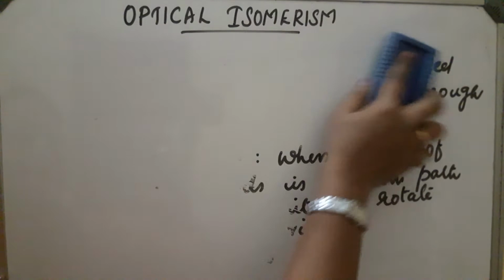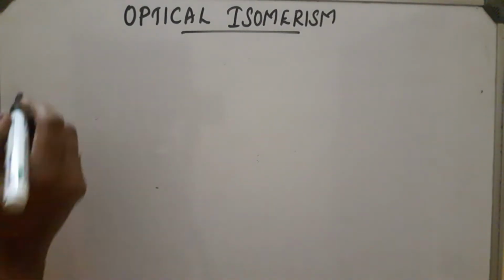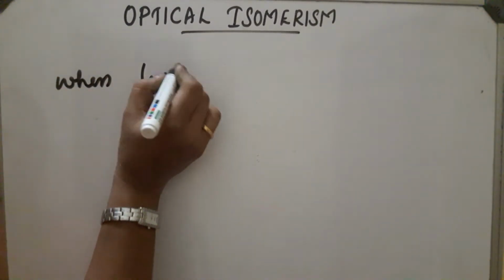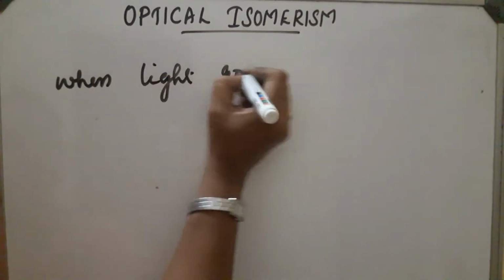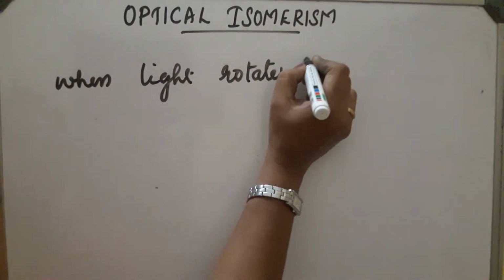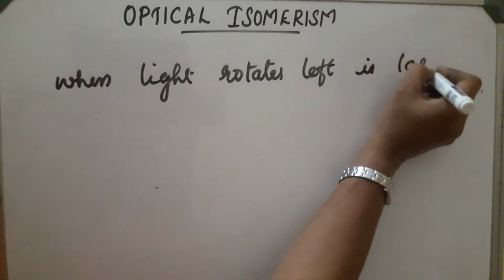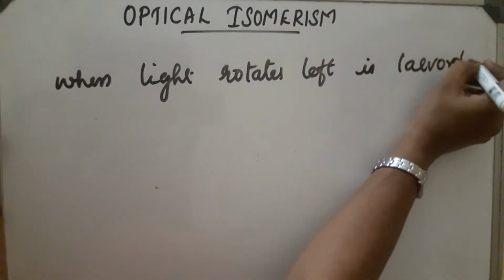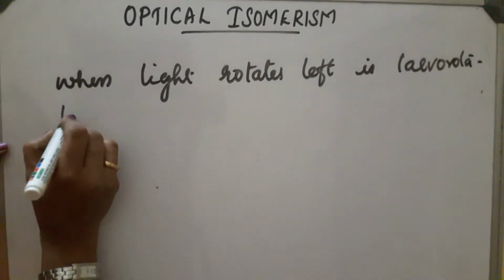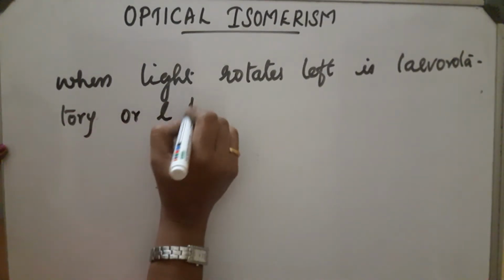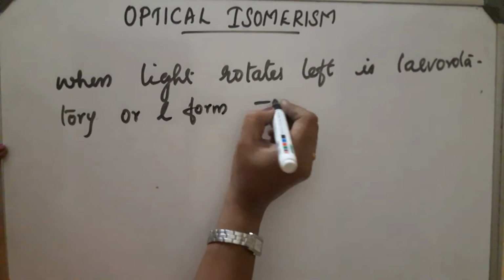First, when the light rotates to the left, the compound is levorotatory, or the compound is the L form or minus isomer.